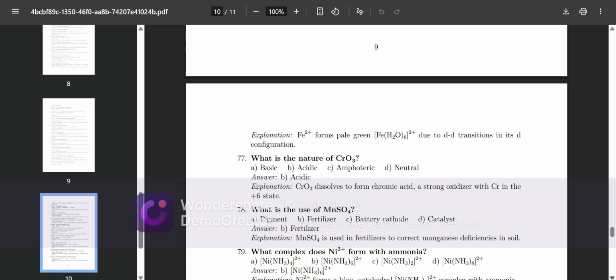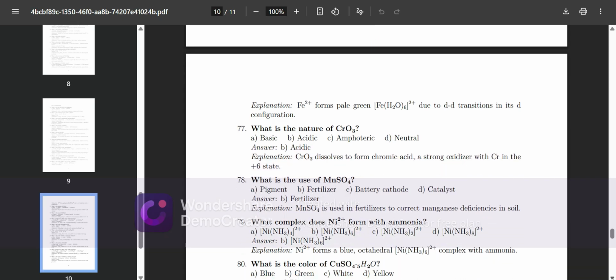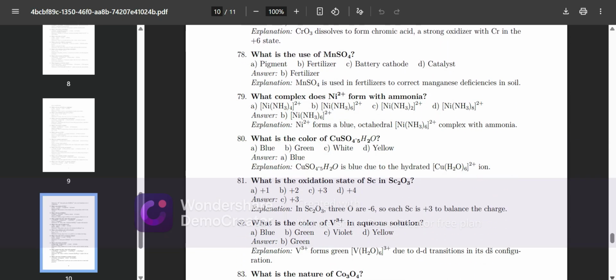What is the nature of CrO3? Acidic. CrO3 dissolves to form chromic acid, a strong oxidizer with Cr in the +6 state. What is the use of MnSO4? Fertilizer. MnSO4 is used in fertilizers to correct manganese deficiencies in soil. What complex does Ni2+ form with ammonia? [Ni(NH3)6]2+. Ni2+ forms a blue octahedral [Ni(NH3)6]2+ complex with ammonia. What is the color of CuSO4·5H2O? Blue.